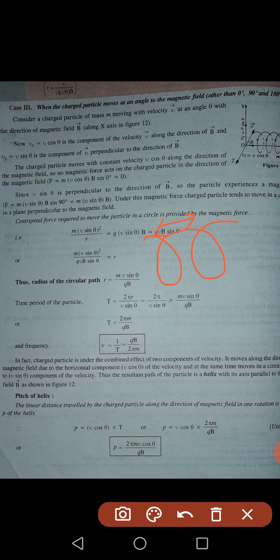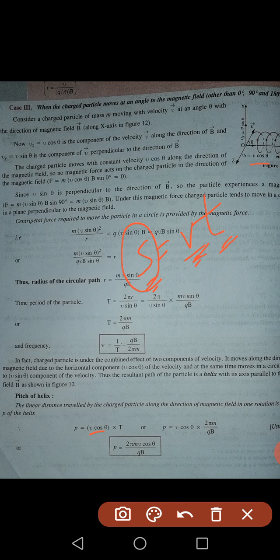So here we have written, pitch is nothing but a linear distance. We have the formula s is equal to vt. S means linear distance, v is velocity, t is time. So here s means the linear distance, that is pitch, p. V means for which component of velocity the object is going a linear distance, for v cos theta. So in place of v, we will write v cos theta.